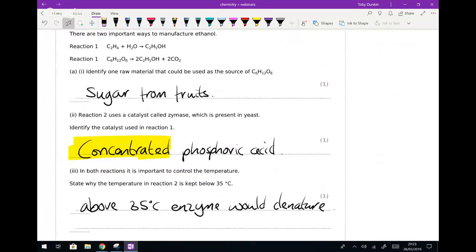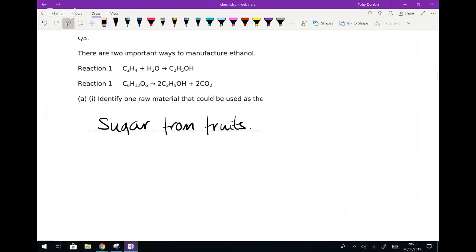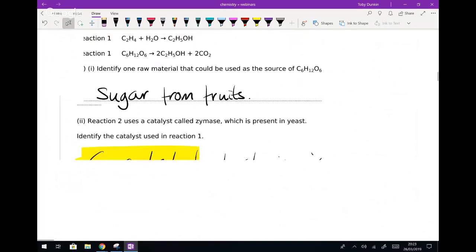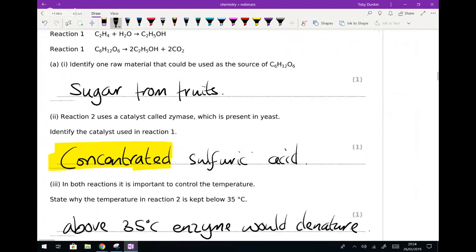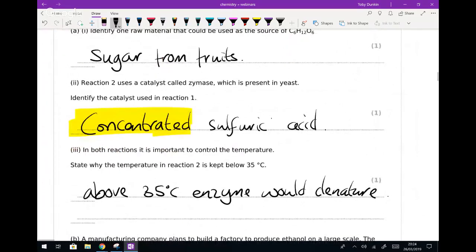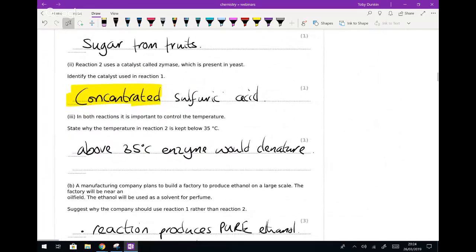Give the catalyst for reaction 1. Okay, concentrated, oh, hang on a minute. Reaction 2 uses a catalyst zymase, which is present in yeast. Identify a catalyst for reaction 1. Concentrated phosphoric acid. Oh, hang on a minute. You can use either. I made a mistake. It shouldn't be phosphoric, it should be sulfuric. You can actually, just so you know, quote either. I think in industry they actually use phosphoric because it's less damaging to their equipment, but you can quote either.